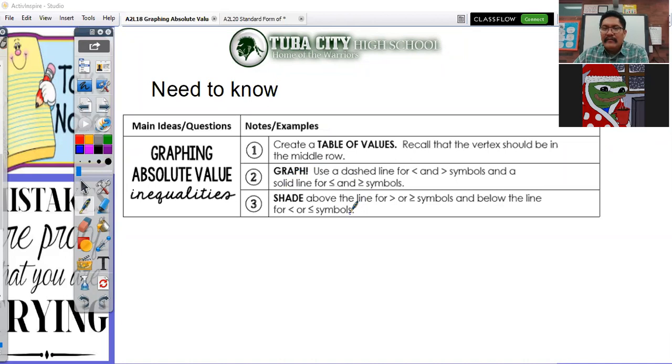After you use the right line to graph the function, you're going to shade either above or below the line, depending on which way the mouth is opening. So if it's a greater than or equal to, then you shade above the line. If it is a less than or equal to sign, then you would shade below the line. And this one is an extra step from what we did before.